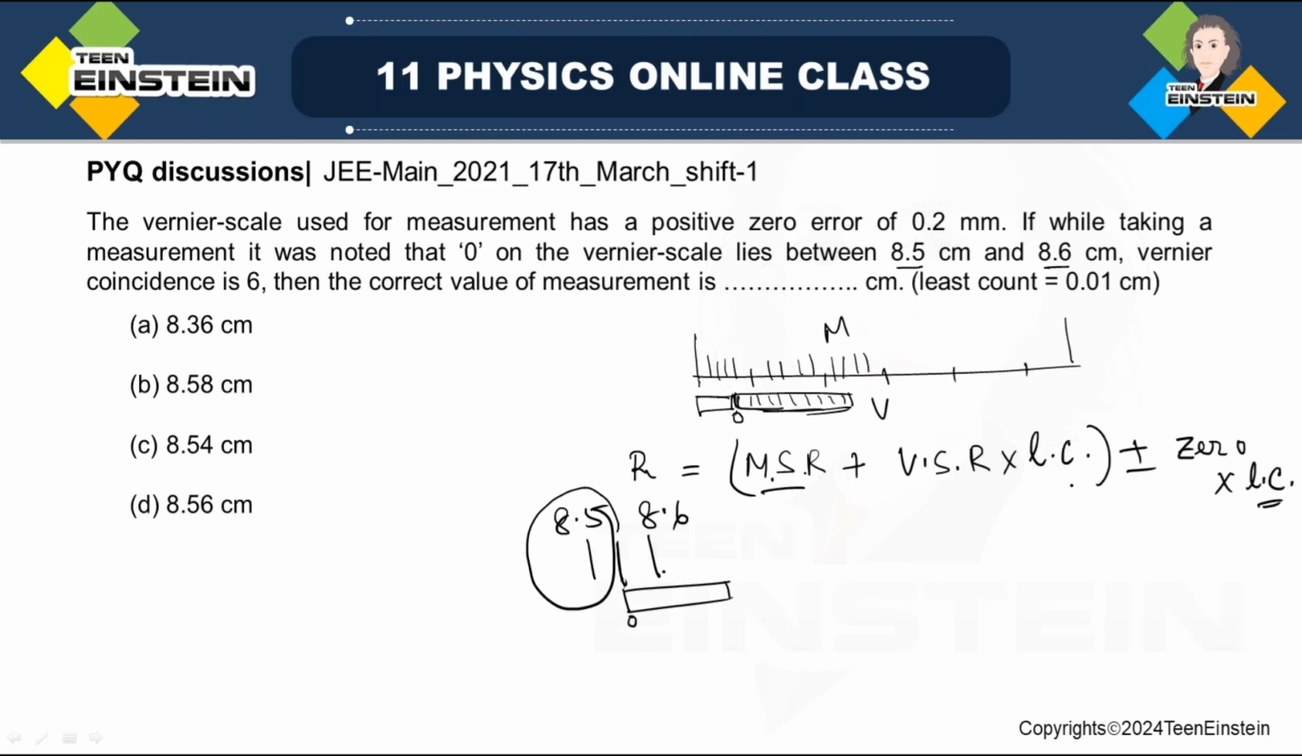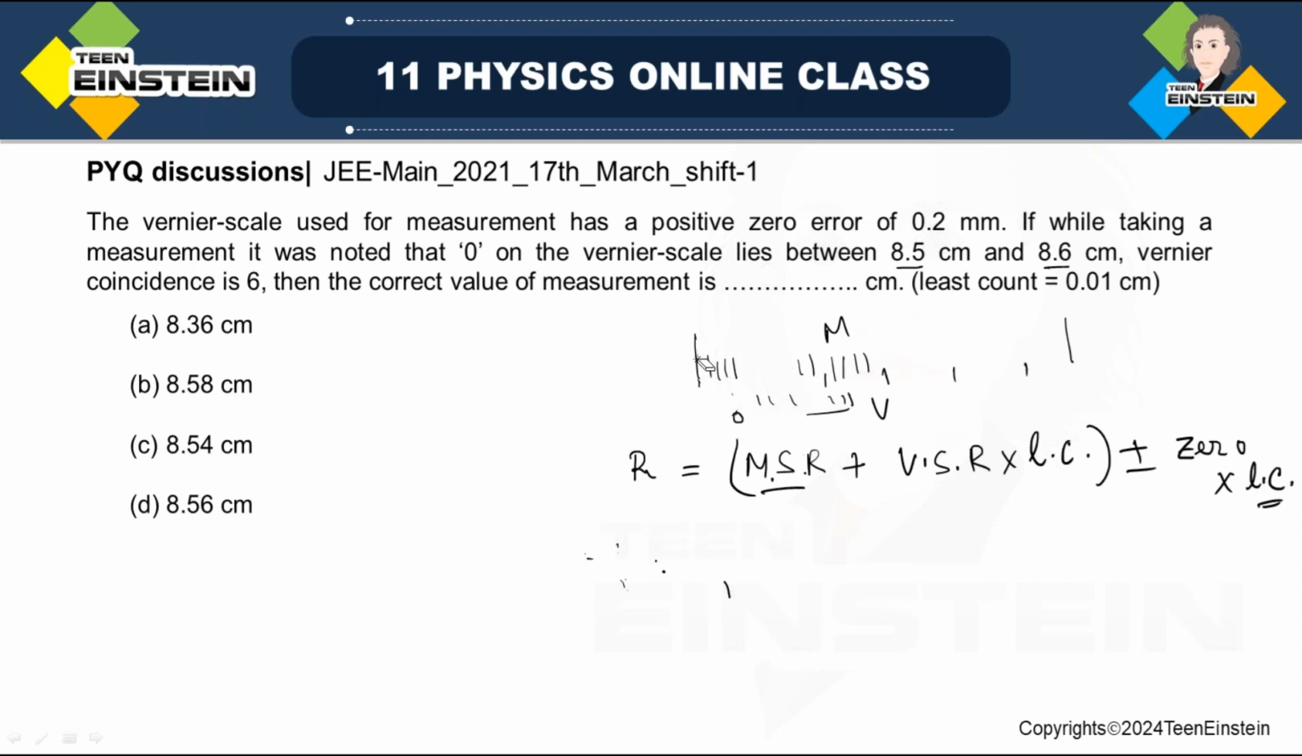That is where the vernier scale is actually helping us to get the readings in between. We should not take the reading in between. We have to take the reading which has been just crossed by the vernier 0. In this case, the vernier 0 was in between 8.5 and 8.6, so I have to take the main scale reading as 8.5, which was crossed by the vernier 0.